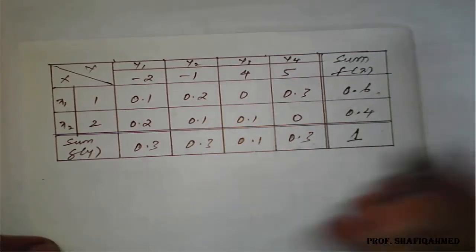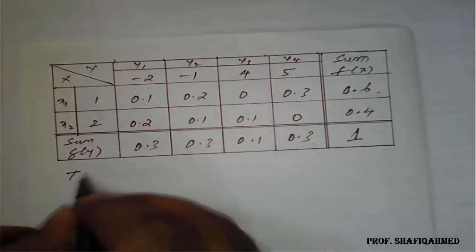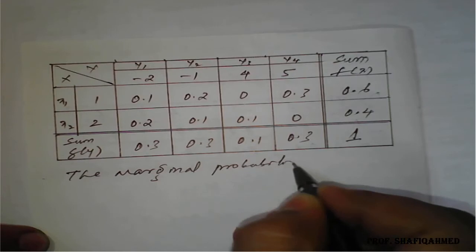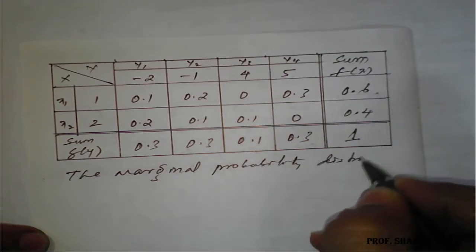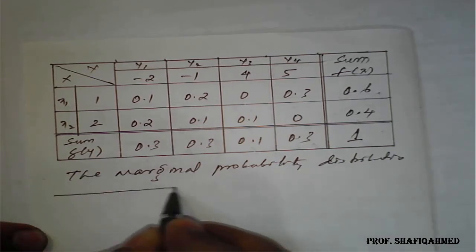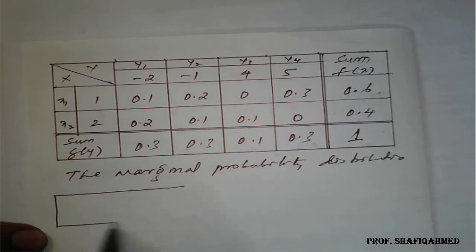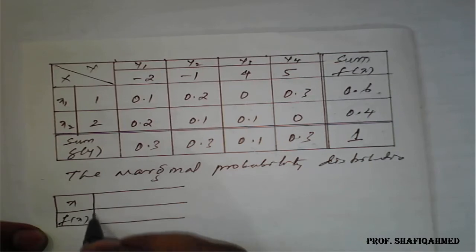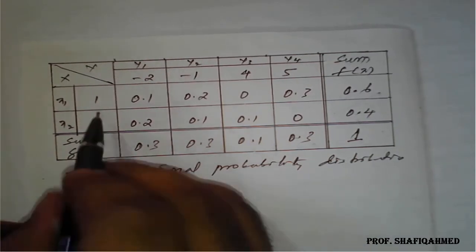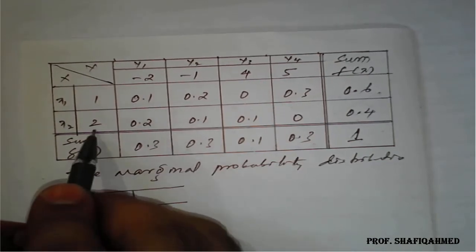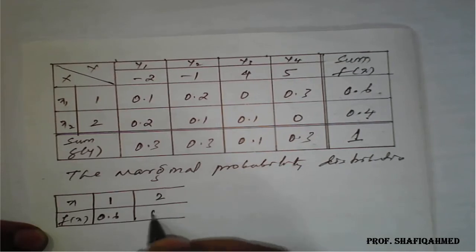So based on this, the marginal probability distribution: we need to prepare a table with the x value and f of x. For x equal to 1, the value is 0.6, and for 2, the value is 0.4.